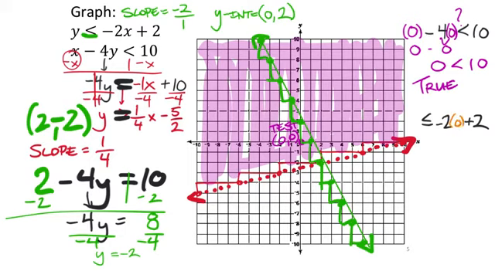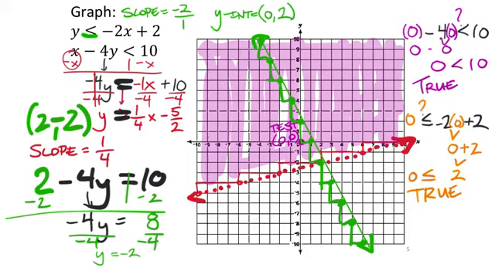Okay, so there's (0, 0). A question mark. So negative 2 times 0 is 0. 0 plus 2 is 2. So I'm comparing 0 with 2. Yeah. 0 is less than or equal to 2. Yep, that's true. And of course, it's not equal to 2, but it is less than, and that's all we need is just one of those two conditions to be true.